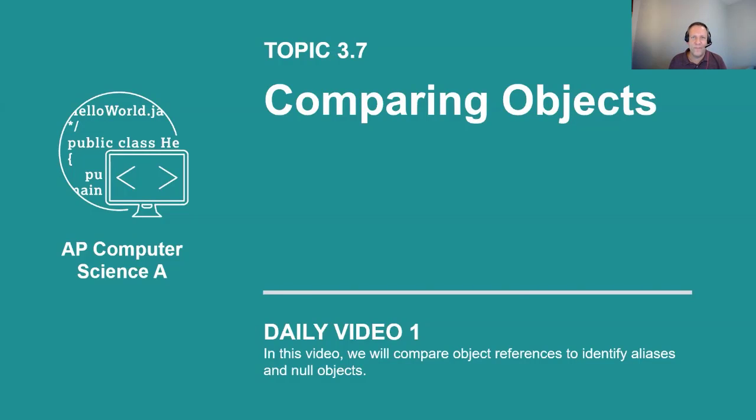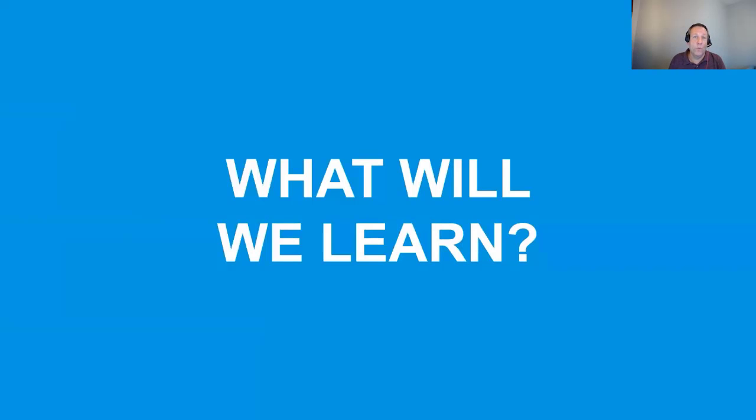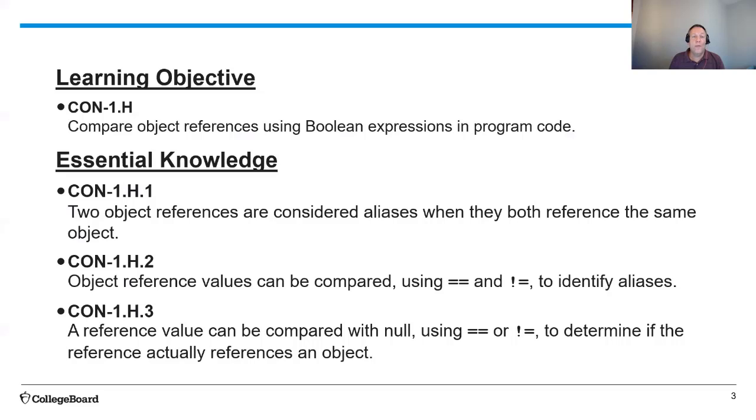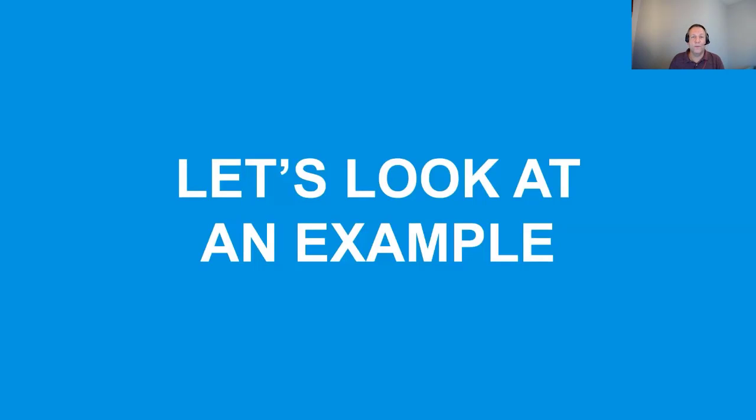Today we're going to be discussing topic 3.7, which is comparing objects. In this first of two videos, we will be comparing object references to identify aliases and null objects. So what will we learn? As I mentioned, we're going to be comparing object references using Boolean expressions, and we are going to look at how two object references are considered aliases when they reference the same object, and we're going to be using the double equal sign and not equal signs to identify those, and we're also going to be using them to compare against null values.